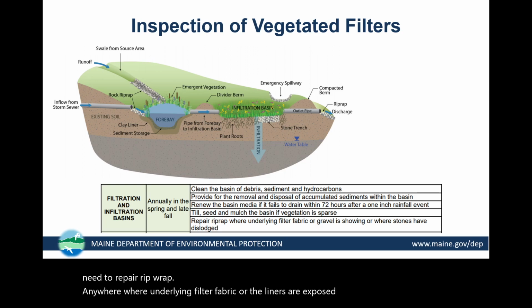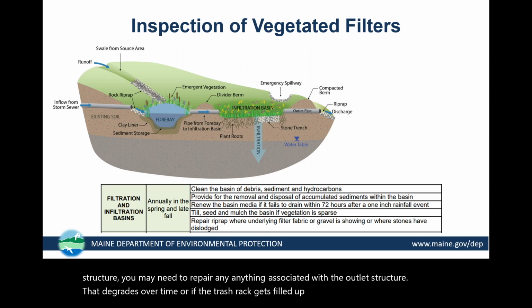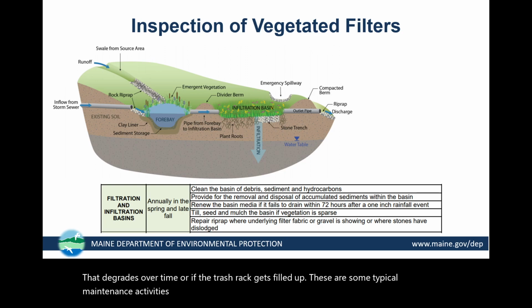If the system has an outlet structure, you may need to repair anything associated with the outlet structure that degrades over time, or if the trash rack gets filled up. These are some typical maintenance activities. And then if the system is just a grass system, you might also be mowing the system once or twice annually.